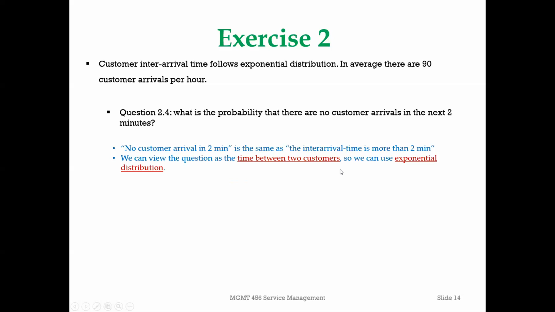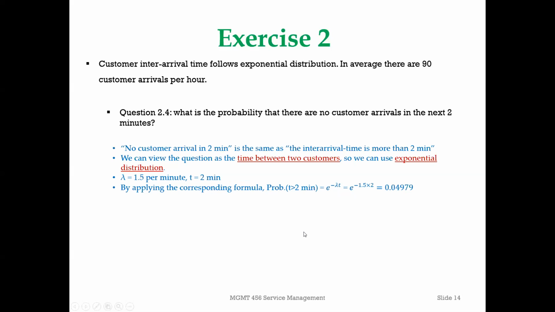So we can use exponential distribution. What is lambda? Lambda is 1.5 per minute. What is t? T is 2 minutes. So 1.5 per minute, 2 minutes, consistent. Apply the formula. The reason is we're talking about interarrival time greater than a number, so we use the exponential function, e to the negative lambda t. You plug in the number, you get 0.04979. This is the probability that there is no customer arrival in the next 2 minutes. So we can apply exponential distribution.